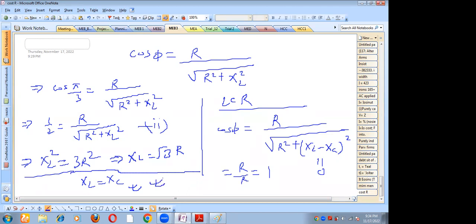What we are getting here doesn't matter, because whatever the value of XL and XC, both will cancel out in this expression. So yes, XL will be equal to root 3r and XC will also be equal to root 3r. It means XL equals XC. Therefore, power factor will be equal to 1. Got it? Yes, sir.